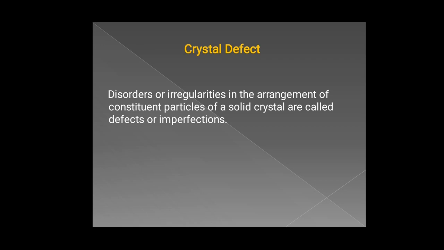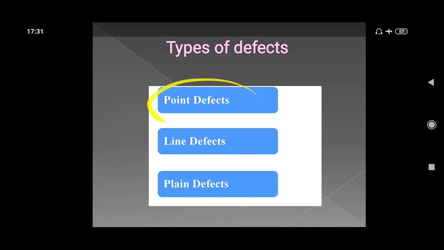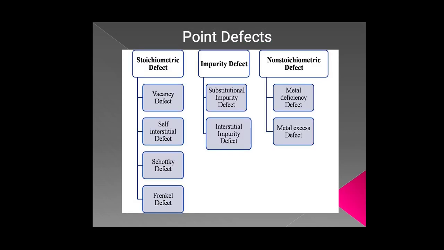So that is what we're going to see in this session, that is crystal defects. There are three types of defects: point defects, line defects and plane defects. In this particular session, or in 12th standard, you have only point defects to learn. So let us have a look at the point defects.